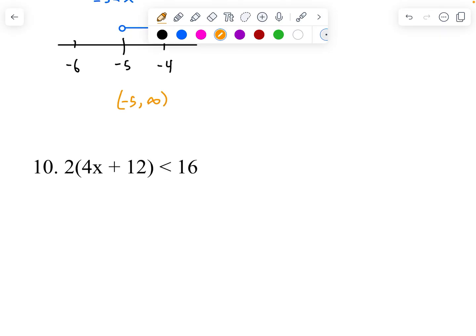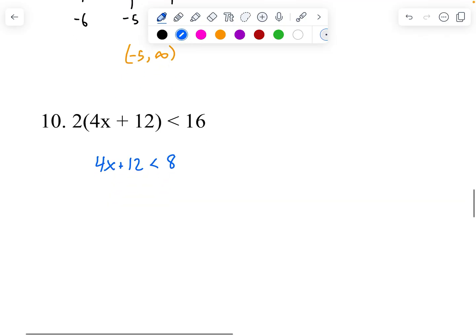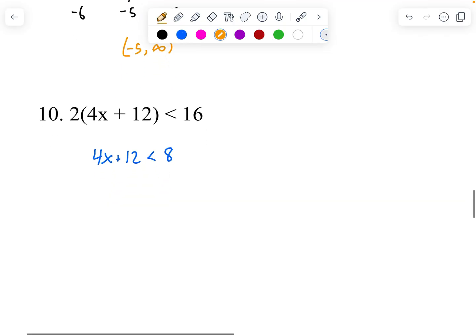On number 10, you could distribute first here, or you could divide both sides by 2. I'm going to divide by 2 first, and that just cancels out the 2 on the left side, giving us 4x plus 12 is less than 8. And then subtract 12, so you get 4x is less than negative 4. And divide by 4, so you get x is less than negative 1.